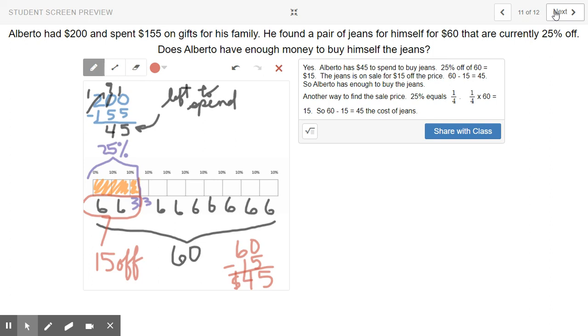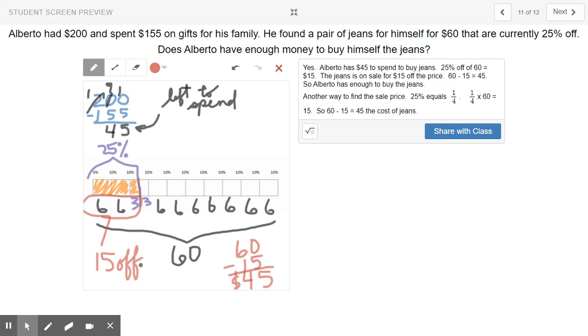Now, if the jeans cost $60 and is 25% off, let's see how much those jeans will cost. So I did use a percent model. If the jeans are $60, each 10% is $6. 25% off means we shade 2 boxes plus half of one. So 6 plus 6 is 12. 12 plus 3 is 15. So $15 off. To find out the cost of the jeans, we did $60 minus 15. That's $45 for the jeans, and that's exactly how much Alberto has left to spend.